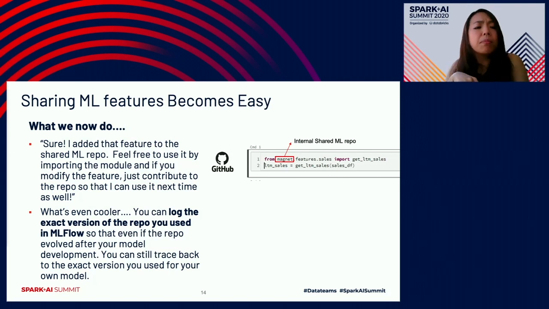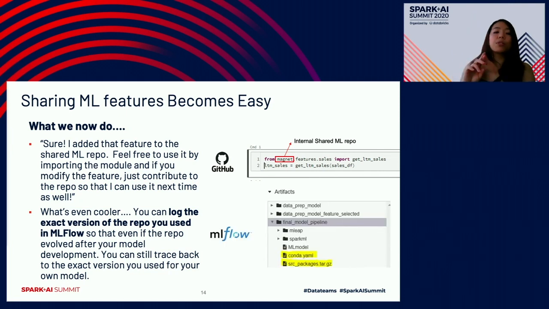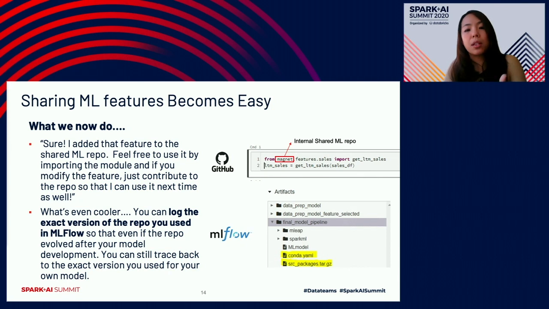people's code. And what's even cooler is that you can also log the exact version of the repo you use into MLflow. And here you can see that we log the environment setup, the conda YAML, and also the source packages. That's how we make sure we always log the exact version. And this also makes sure that even if the repo continues to evolve after your model development, you can still trace back to make sure you know which version you used for your own model. And this way, you can always reproduce with the exact same development dependencies and environment setup.